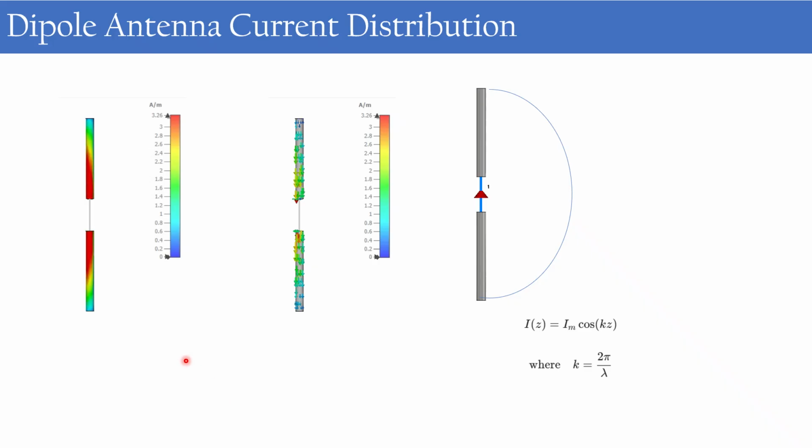This is the current distribution in dipole antennas. Here you can see that most of the current is concentrated in the midpoint, and at the edges there is no current at all. Here also are two representations of the current distribution in antennas, using contours and using arrows. Here also you can see that most of the current is concentrated in the middle, and at the ends there is no current. So this will be the current distribution in a dipole antenna.